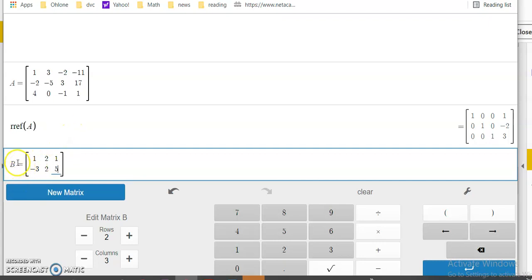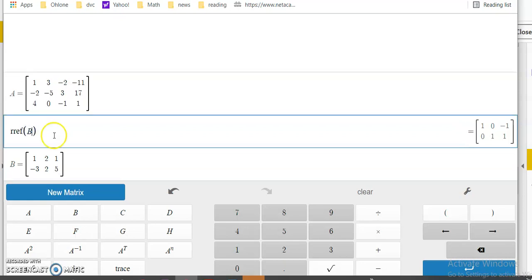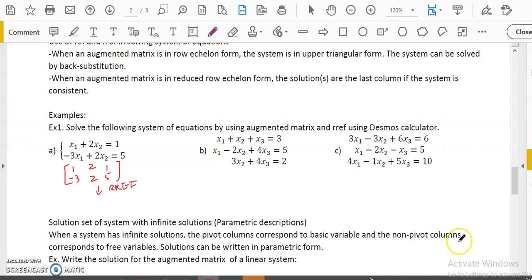Then I want to do the reduced row echelon form, so you can just use the one that you did. RREF of B would be 1, 0, negative 1, 0, 1, 1. So you write down 1, 0, negative 1, 0, 1, 1. What does it mean? This means x1 is equal to negative 1, x2 is equal to 1. The answer is right here, or you can say negative 1, 1.